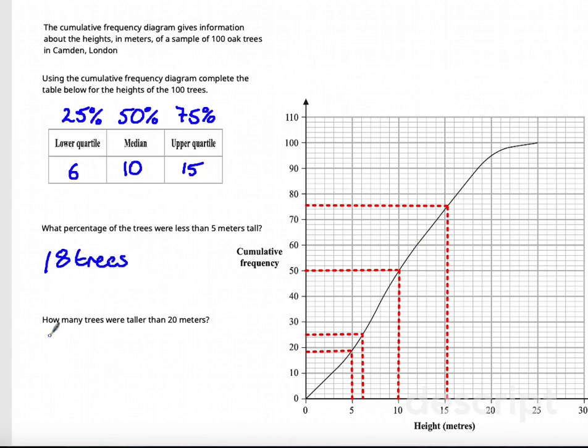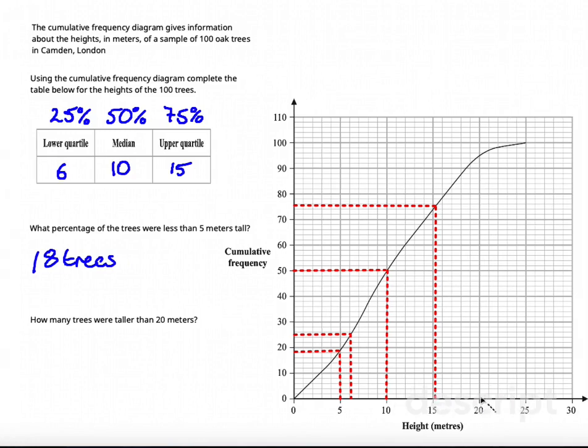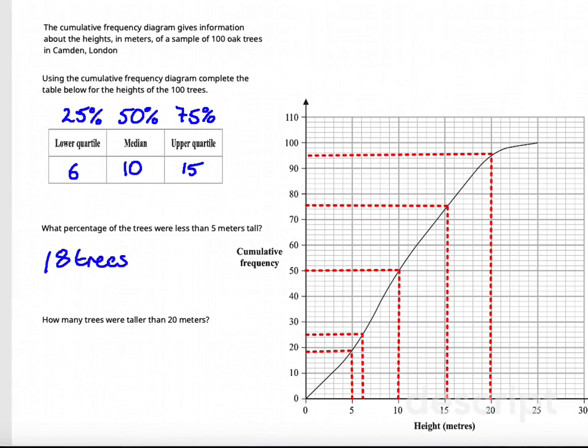The final question is, how many trees were taller than 20 meters? Again, I'm looking at this axis, 20 meters. I'll draw a vertical line up, a horizontal line across, now I do believe that mark there is 97. We'll just mark that here as 97.